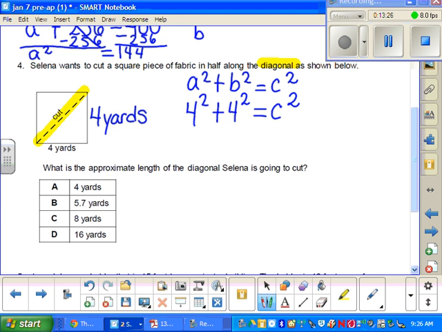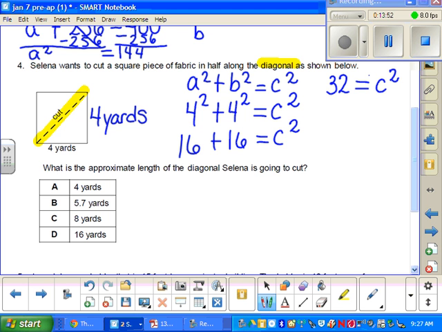So 4 squared is 16, and 4 squared is 16. So 16 plus 16 is going to be my C squared. So C squared, or 32, is that right? 32 equals C squared. Now that's not C, that is C squared.